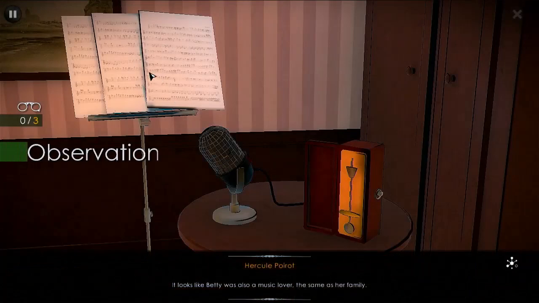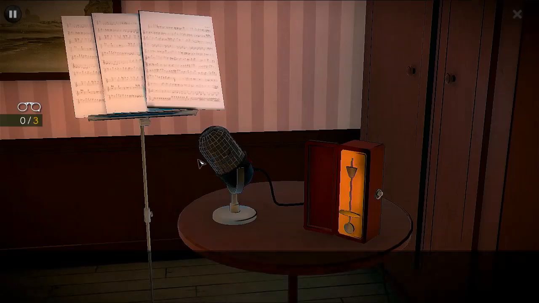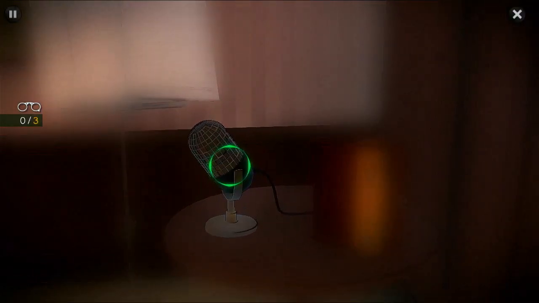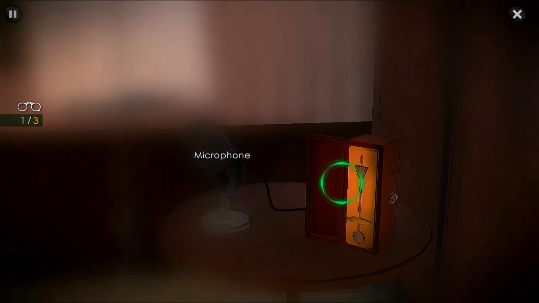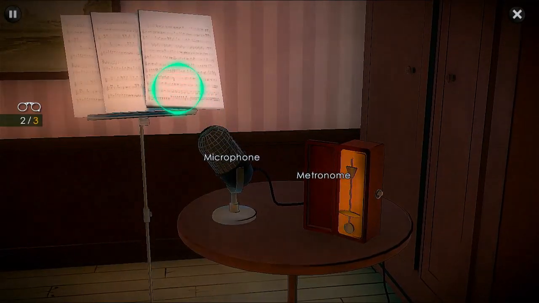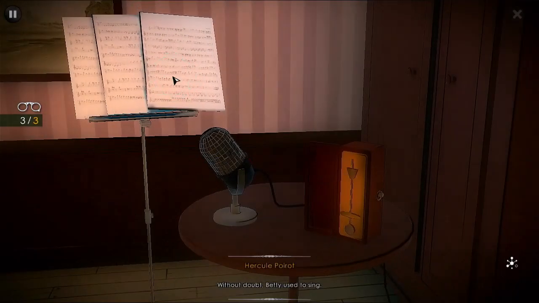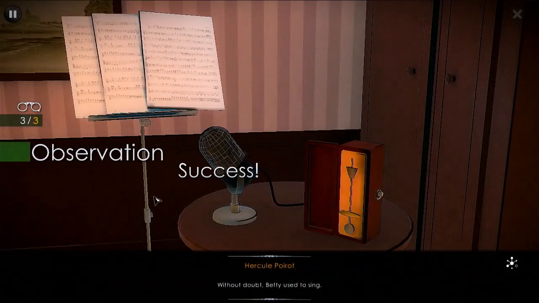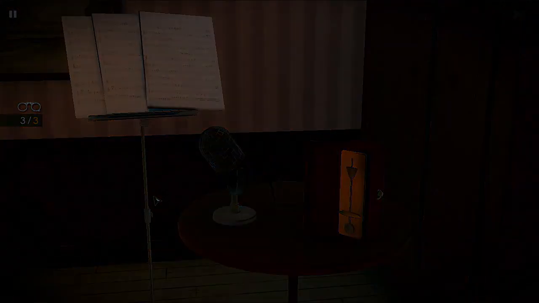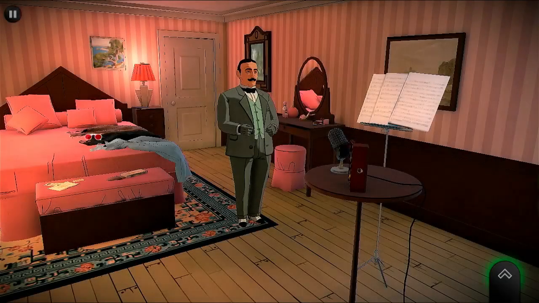It looks like Betty was also a music lover, the same as her family. Microphone. Metronome. Without a doubt, Betty used to sing. Wow. What do we have here?